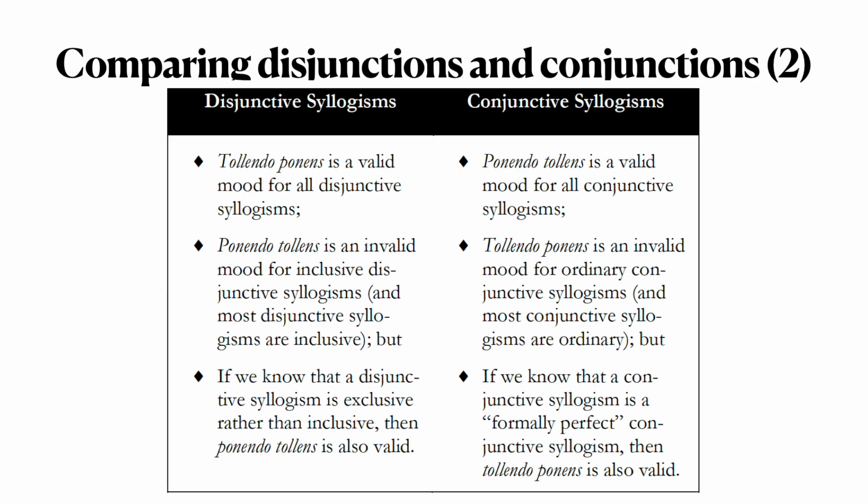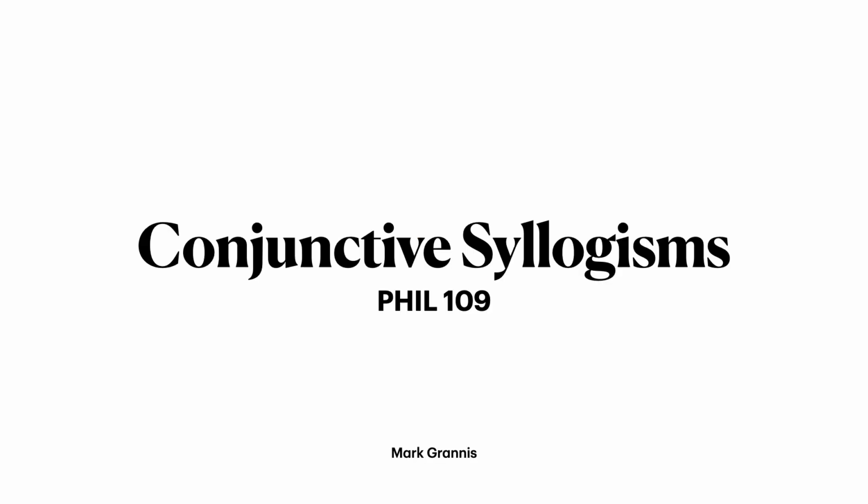Maybe another way of looking at it is that each one of these has one mood that's always valid. For disjunctives, it's tollendo ponens. For conjunctives, it's ponendo tollens. And then the other mood is normally invalid for each one of these, but there is an exception, a special case that makes both moods valid if you're in the special case. And the special cases, as we've seen, are actually the same thing. So basically, two sides of the same coin: conjunctive syllogisms are basically the same thing as disjunctions.